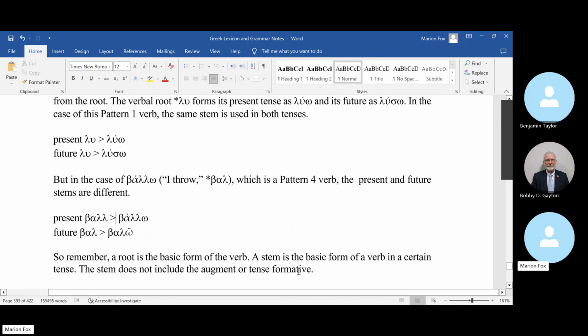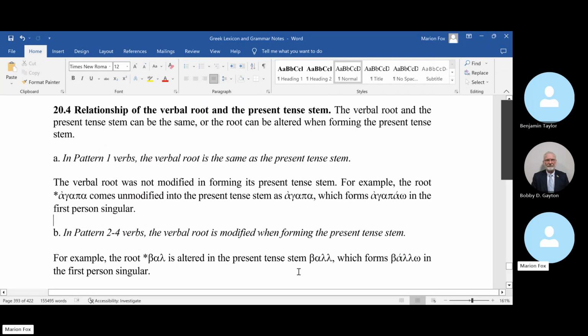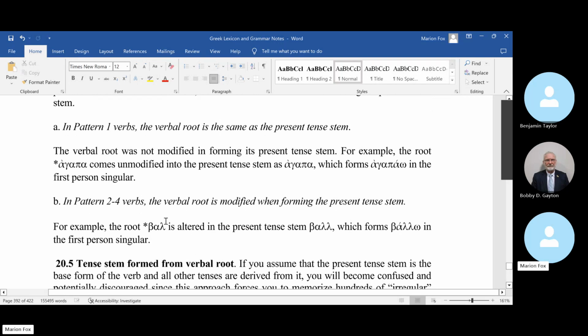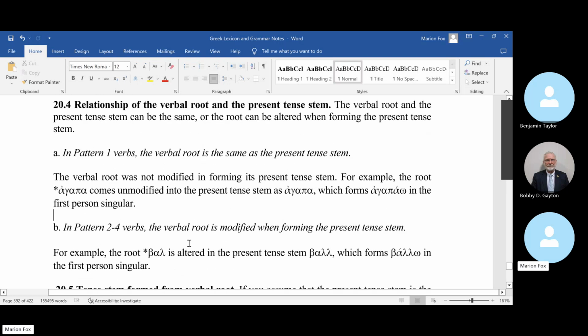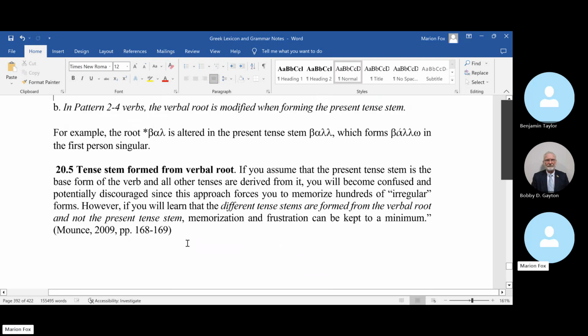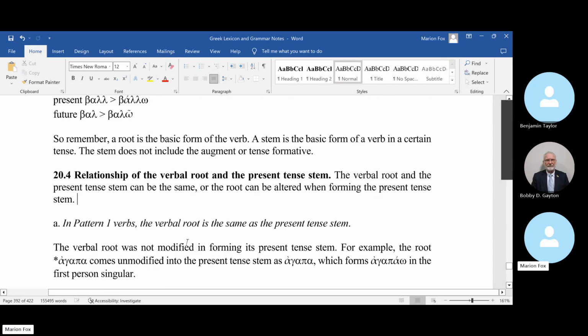Okay, so the flow is laid out here, and beta alpha lambda is the root for that, and is altered in the present system here. And here are some rules and just an illustration of some of the rules. All right. I got these out of a grammar book, and I cite where I got them.